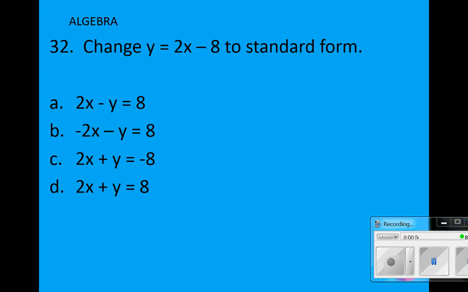Question 32. Change y equals 2x minus 8 to standard form. On this one, you guys are used to being given standard form, which is ax plus by equals c, where you have the x and the y on the same side and then equaling the whole number. So this is now going the other way. The easiest thing for you to do is to take each answer choice and solve for y to see which one will give you this. I'm going to give you some time to do that.